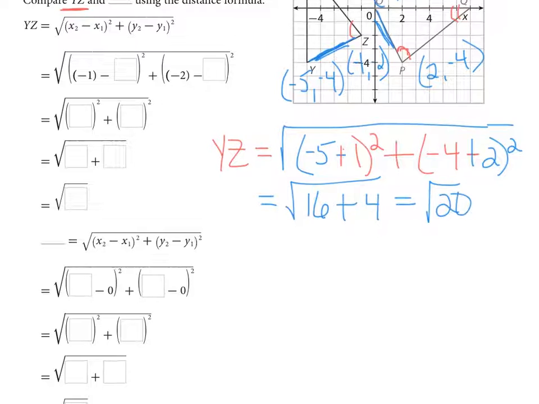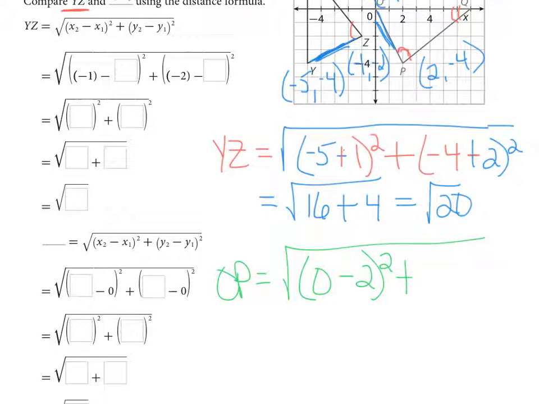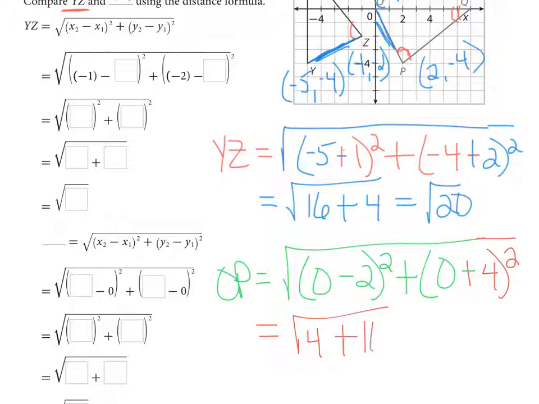So now let me do OP. So OP would be 0 minus 2 squared plus 0 minus -4 squared. And I get -2 squared is 4, and 4 squared is 16, which gives me the square root of 20. So I have the angle, angle, side, and I know that these two triangles are congruent. And that in 6.2 is all there is.